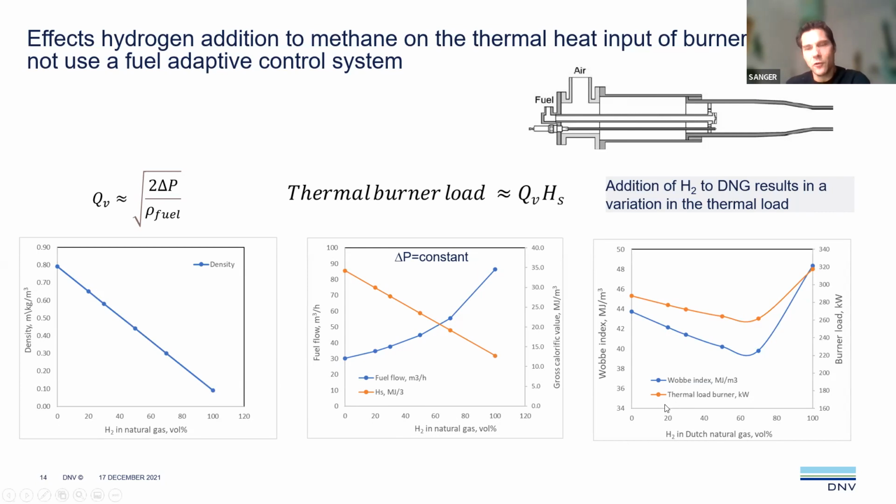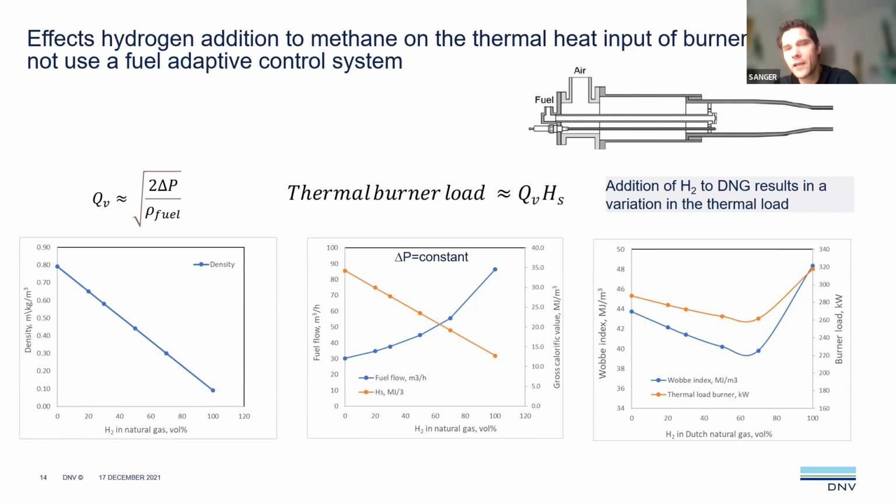You see two graphs, that's the Wobbe index and the thermal load of the burner. And you see the same behavior. So if you add hydrogen up to 60%, then you see a small drop in the amount of energy flux. And then after 60, 70%, it increases again, at least for Dutch natural gas. And ultimately you see a change of around 10% in the energy flux, which is fed to the burner tip. So that's not that much, but still for a lot of processes, that's too much.